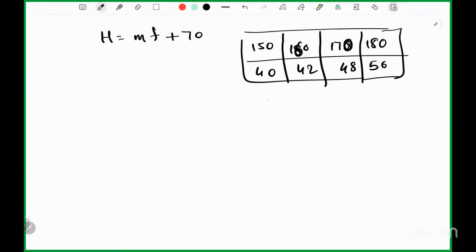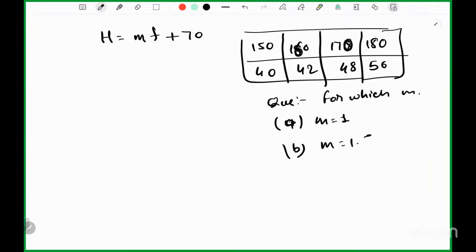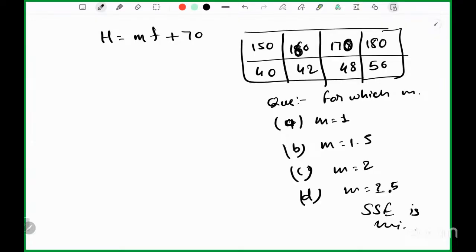And the question is, for which value of m, and there are four options given to you: m is equal to 1, m is equal to 1.5, m is equal to 2, and m is equal to 2.5. For which option is the SSC minimum? This is the thing you need to calculate. So first of all, fix the value of m. Here first I'll take m is equal to 1.